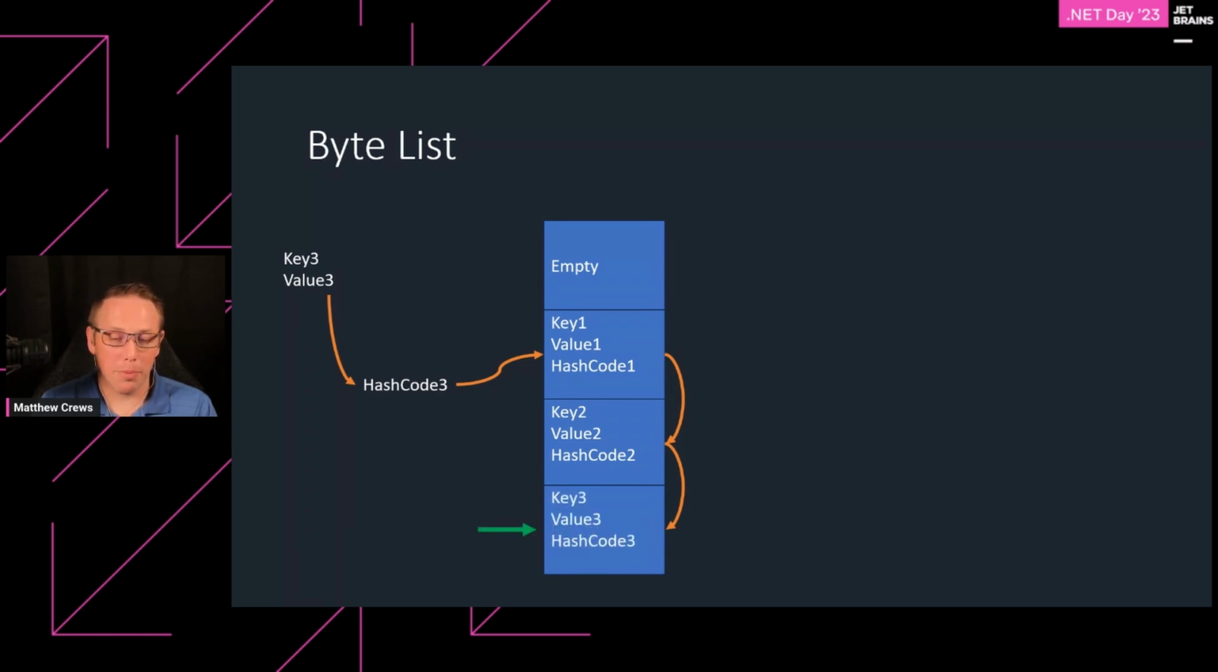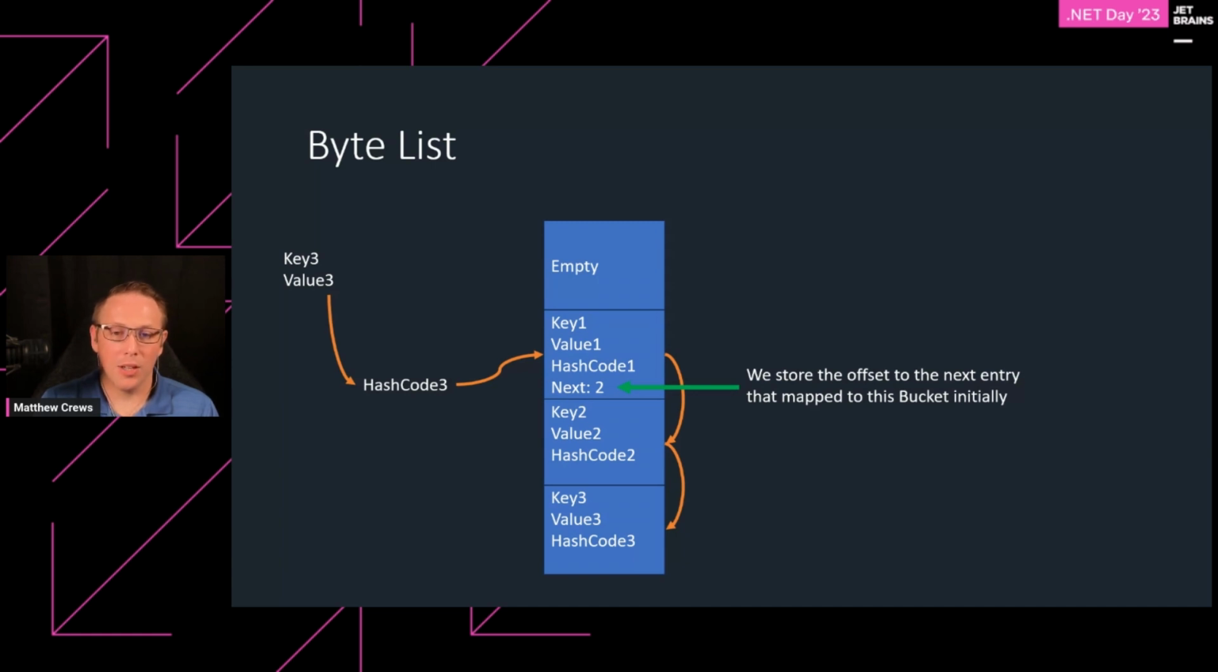Now, this is where byte list is different than those other approaches. We're going to go back to the original bucket that key 3 mapped to, and we're going to add an entry, and we're going to call it next. And what next represents is the offset to the next key that mapped to this bucket in the first place. And so these next fields are acting like indexes of a linked list that has been embedded in this backing array.